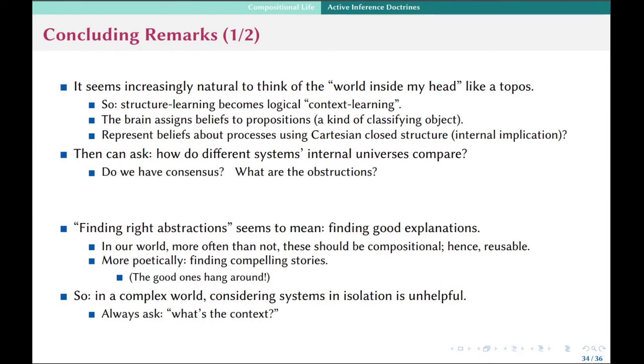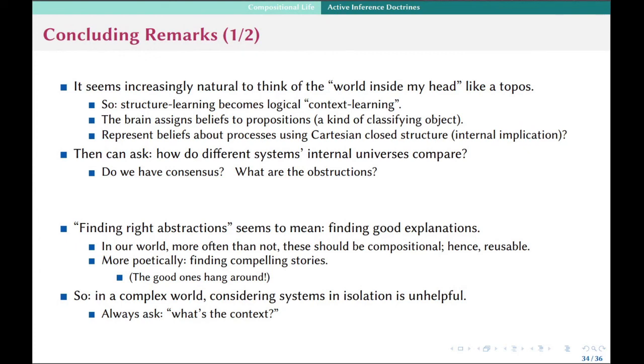But I do want to emphasize that in a complex world, notice that in all these statistical games, the performance really depended on this context information. And again, the logical statements that you can make in a topos really depend on the context. So considering systems in isolation is not helpful. We should always ask, what is the context? What things are connected to me?